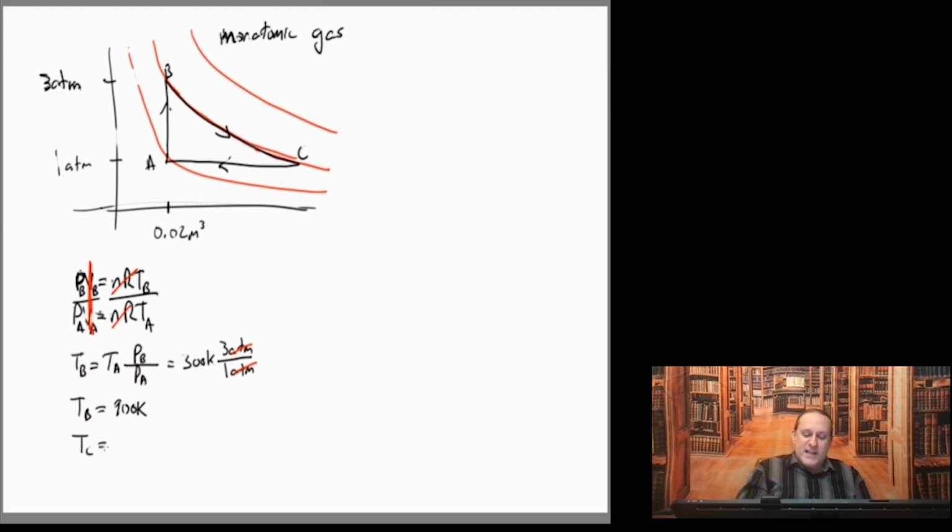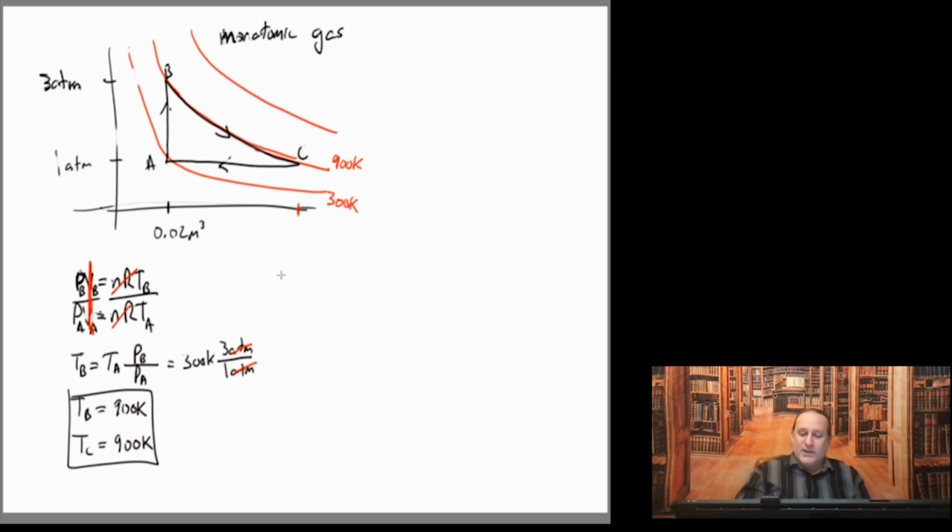And we know that TC, because points B and C are connected along an isothermal line, they're at the same temperature, so TC must also be 900 Kelvin. Okay, so we fill those in. Now we know the temperature at each point. We have 300 Kelvin for this isothermal line and 900 Kelvin for the next isothermal line that we've drawn. Now we know the pressure at points A, B, and C, and we know the volume at A and B. We need to get the volume at point C.